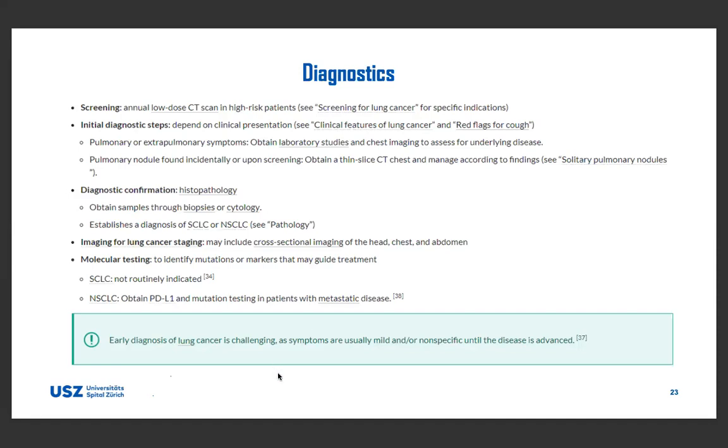Early diagnosis of lung cancer is challenging, as symptoms are usually mild or not even specific. So sometimes patients might go to the doctor and the doctor might think, okay, this is a cold, take some antibiotics, or you have some headache. So it means it's very challenging finding lung cancer in early stage in order to be able to cure it.